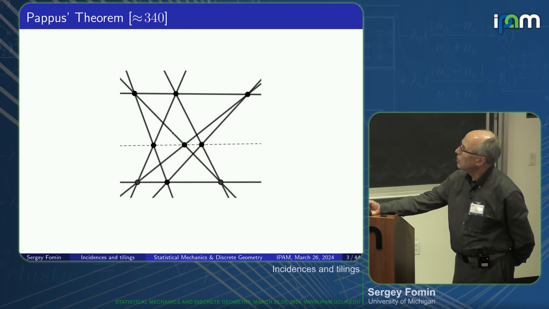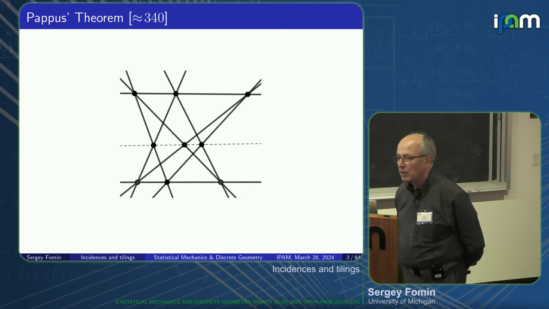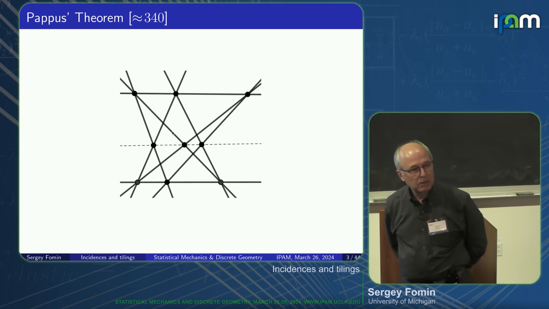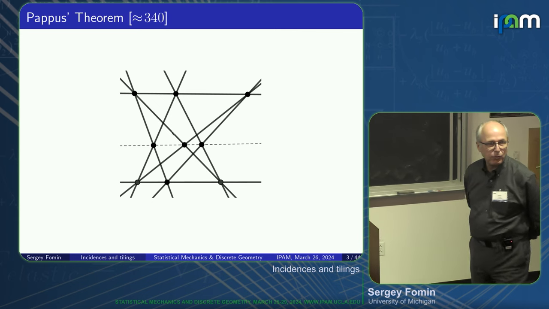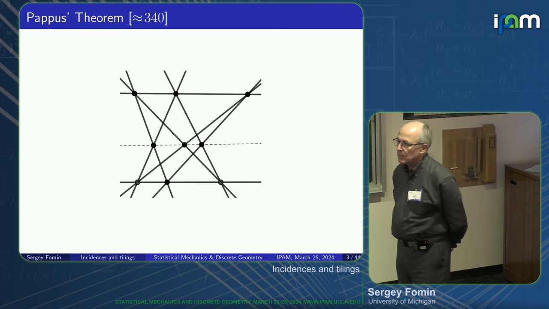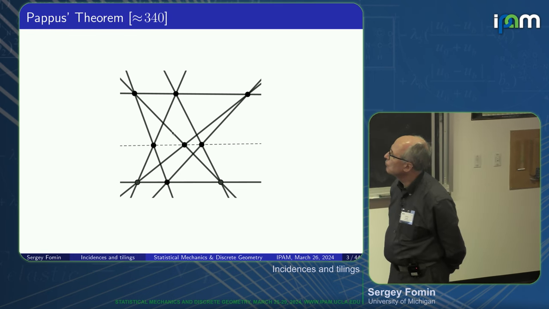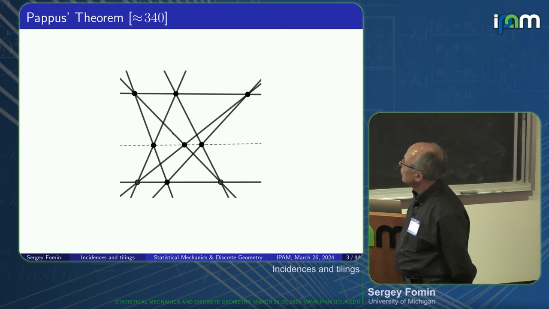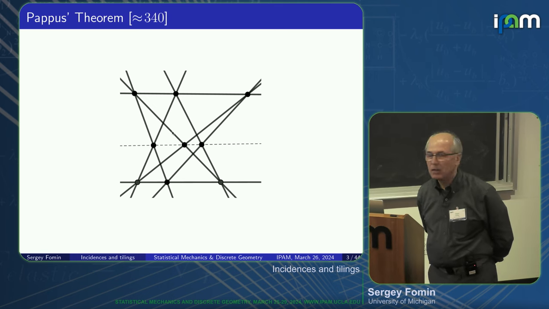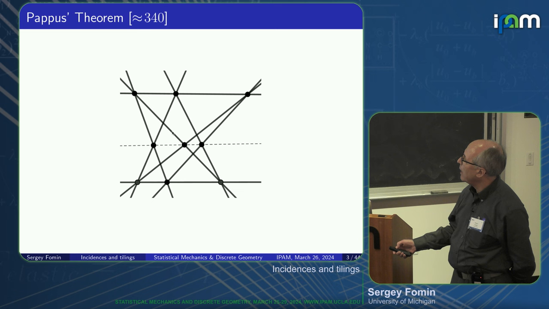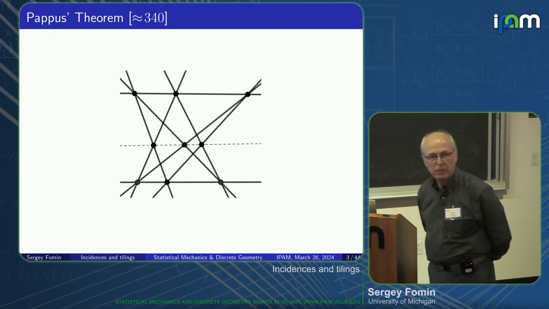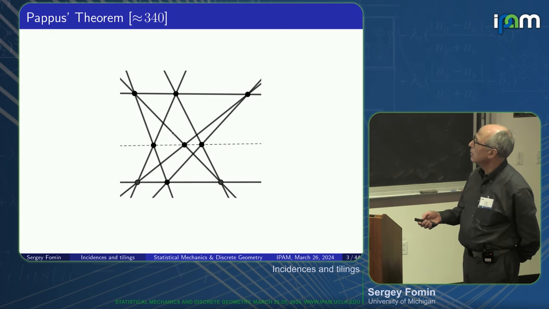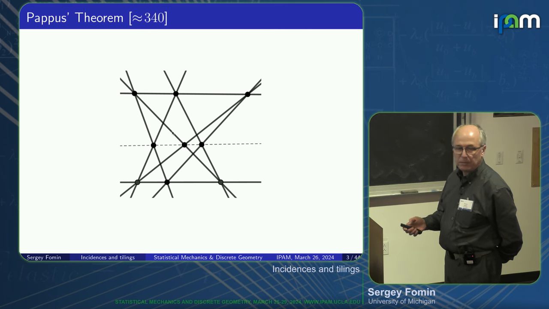It's not common that we get to generalize a theorem that was first proved in the year 340. This is Pappus' theorem. What it says, in case you forgot, is that if you have two lines in the plane and you picked any three points here, any three points there, and then you connected them in the way shown in the picture, then the three points in the middle lie on a line.